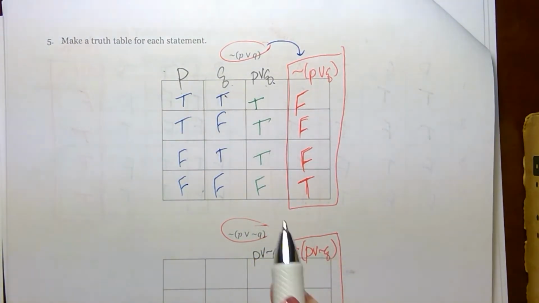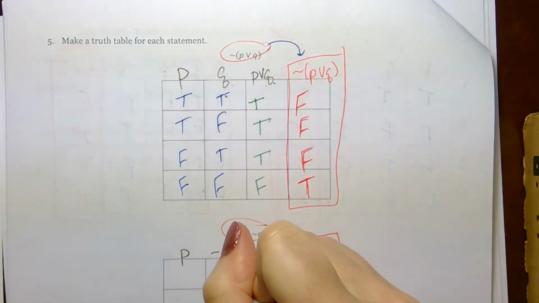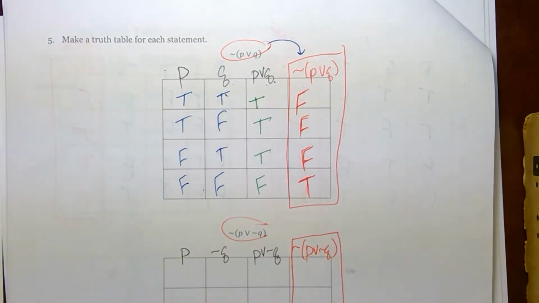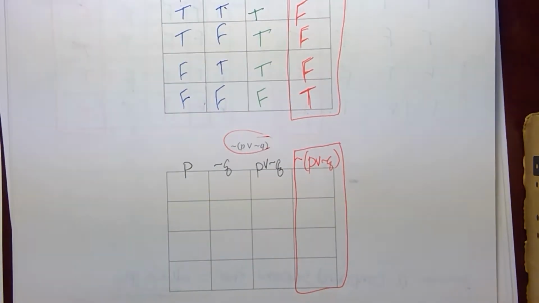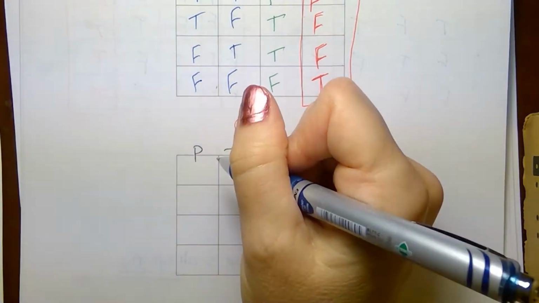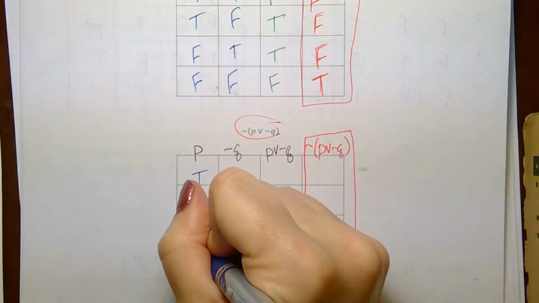To get P or not Q, I need to know P. I need to compare it to not Q. So that's what I build here. I could have split this column and done P, Q, and then not Q, and then compared the P to not Q, and then I'm going to look at this column. Totally up to you. This is what I'm going to go with. So my P column is true, true, false, false.